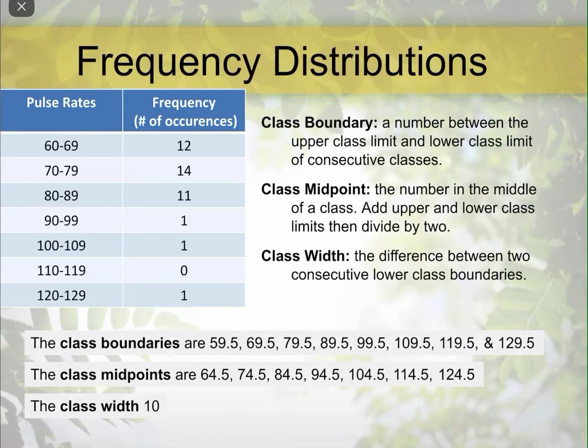That's an easy one to get confused. The class width is not 69 minus 60. It's not 9. That's a common mistake people make.